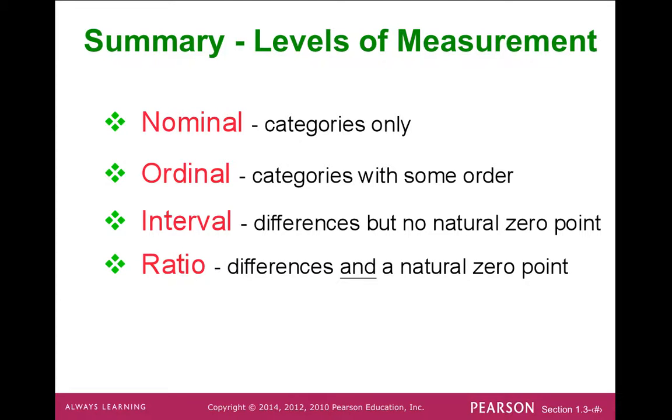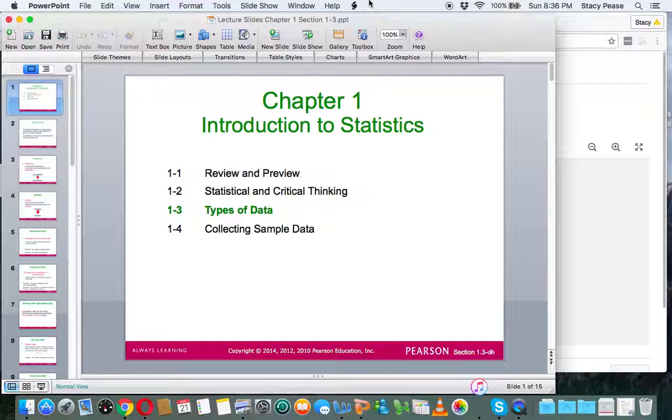So here in summary, here are the levels of measurement. The nominal consists of categories only. Ordinal consists of categories with some order. Interval, the categories have differences, but there's no natural zero point. And in ratio, there are differences and a natural zero point.